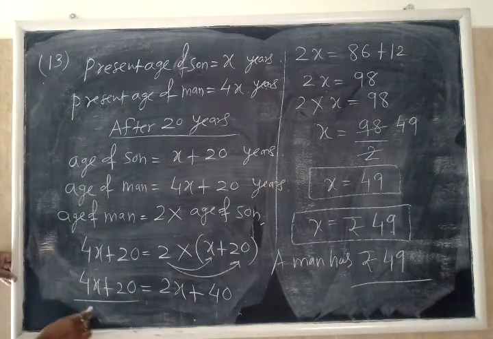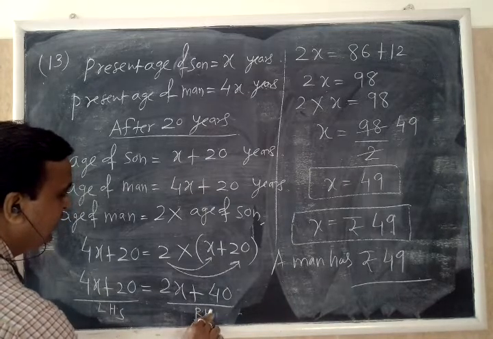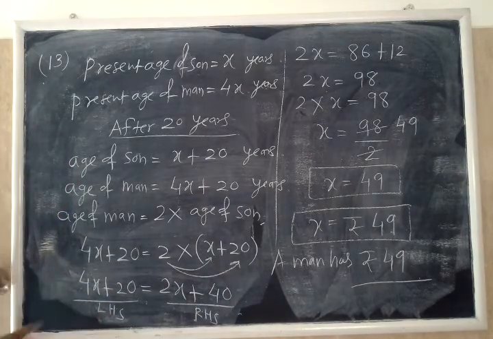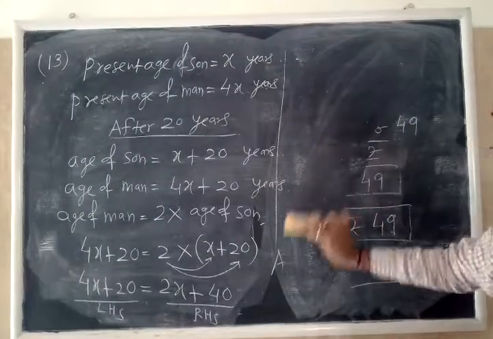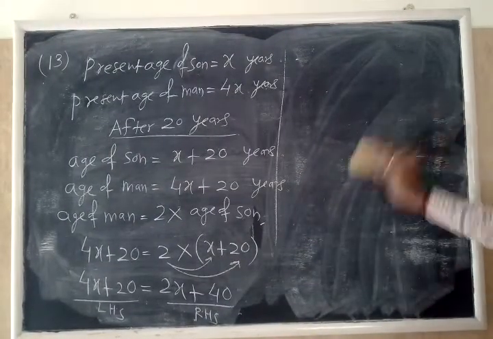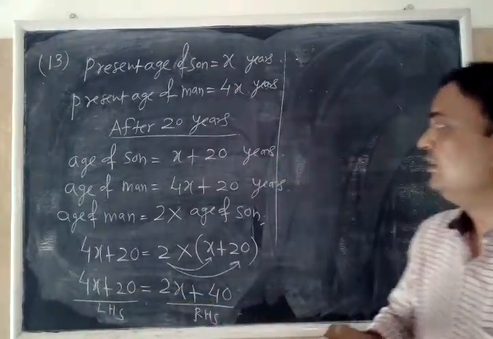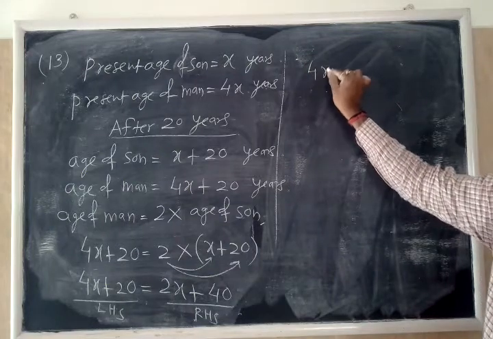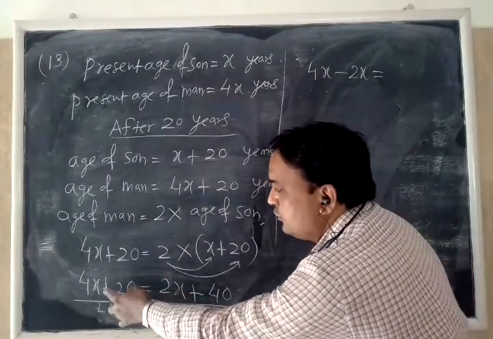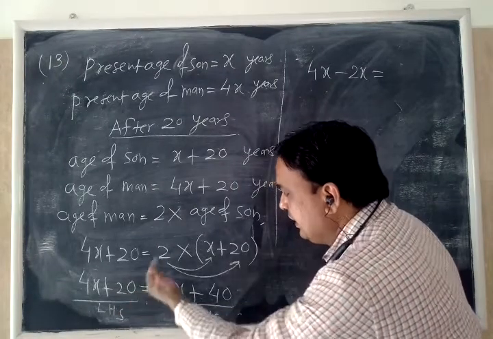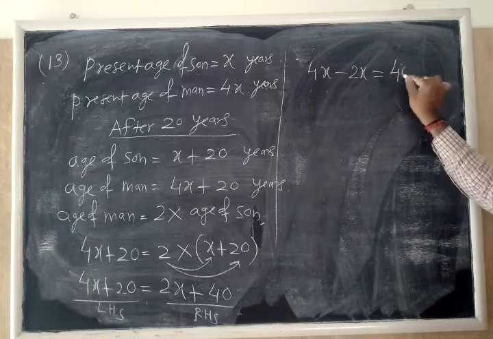Now this is my left hand side and this is my right hand side. So you take the like terms together. 4x and 2x are like terms. Which is bigger? 4x is bigger, so I will take 2x to the left hand side. That will become 4x minus 2x. Plus 2x will become minus 2x, and 20 I will take to this side. Plus 20 will become minus 20. So that is 40 minus 20.